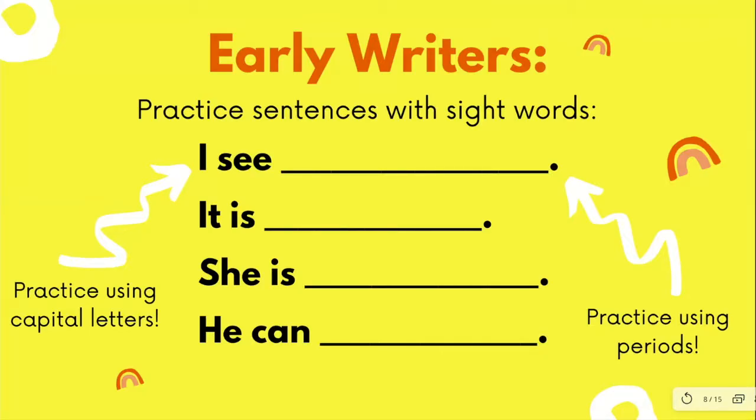For our early writers, this is a good time to practice sentences with sight words. You can even provide your students with some sentence starters. For example, I see, it is, she is, or he can. Remind your students to start their sentence with a capital letter and practice using a period at the end.